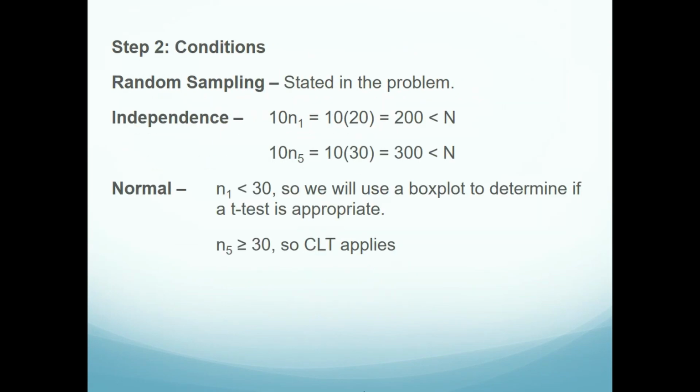For step 2, we're going to check our conditions. Random sampling was stated in the problem. For independence, we're going to look at the 10% condition. For both populations, both n sub 1 times 10 is less than the population, and n sub 5 times 10 is less than the population. For normality, first period sample was less than 30, so we'll have to use a box plot to determine if the t-test is appropriate. Period 5, the sample was 30, so the central limit theorem applies.